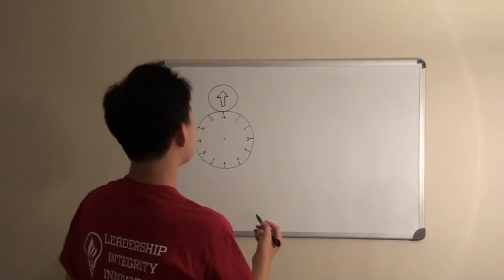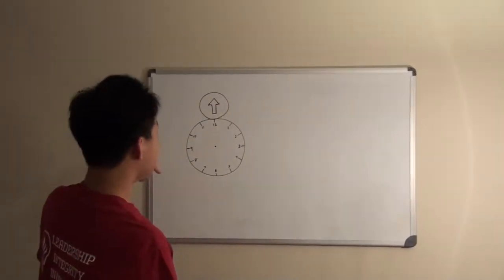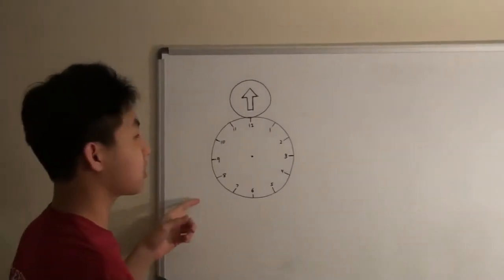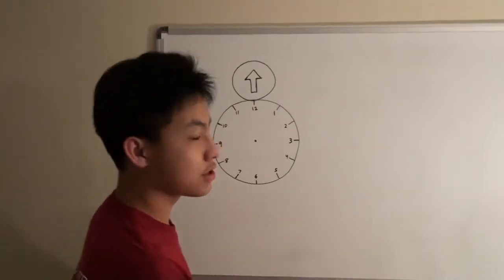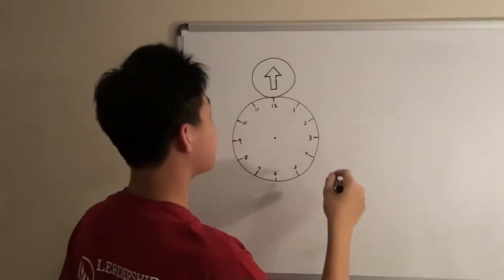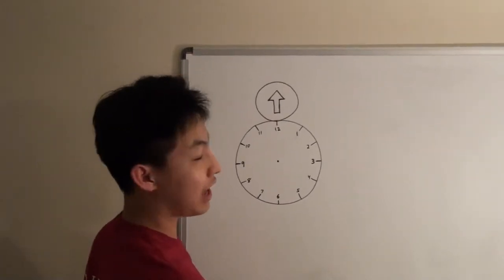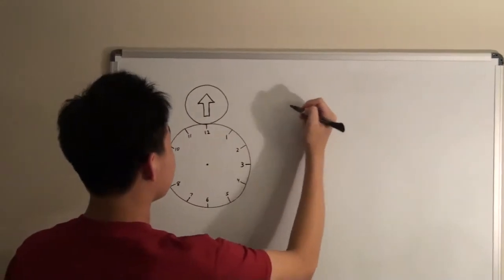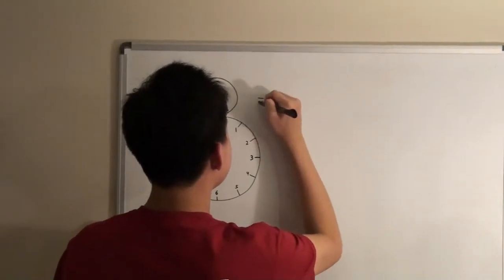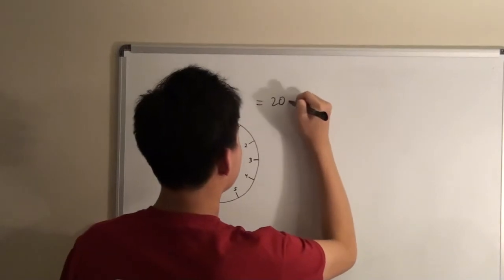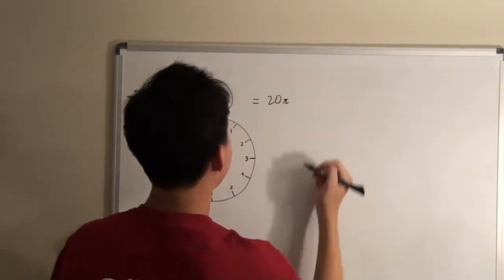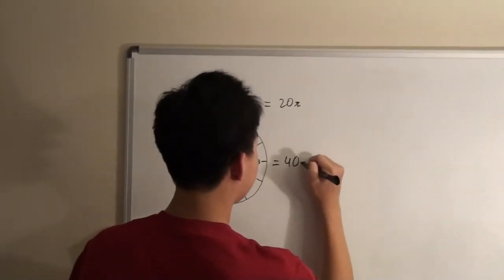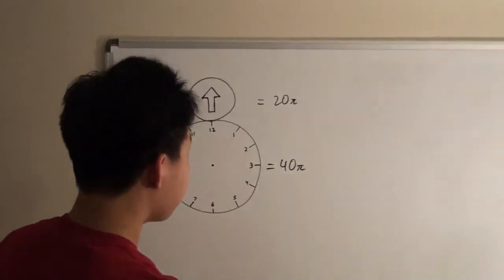Okay, so we know that the radius of the arrow circle is half of the radius of the clock. So that means that the circumference is also half. The circumference of the smaller circle is half of the circumference of the clock. So the circumference would be 20 pi for the arrow circle and 40 pi for the clock.